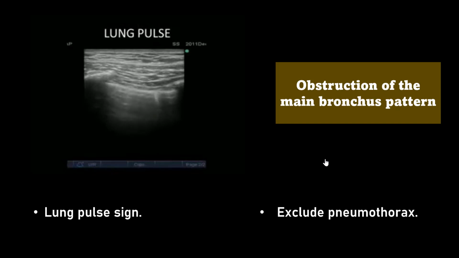Obstruction of the main bronchus. Here we see the lung pulse. There are pulsations of the pleura, which indicate that there is movement of the lung with pulsation, but not with air entry. So this diagnosis of obstruction of the main bronchus, or bronchial intubation of the contralateral side, you have here to exclude pneumothorax.